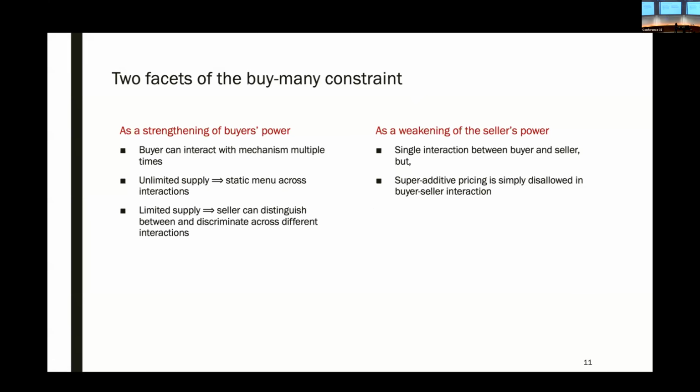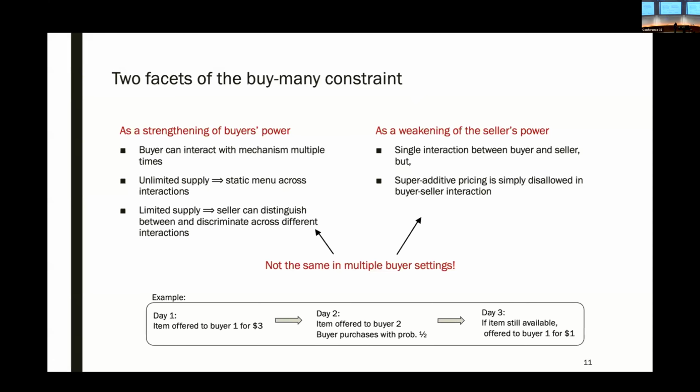But in the case of limited supply, which is the kind of setting we encounter when we're talking about multiple buyers, buyers are imposing externality on each other precisely because supply is limited and we can't allocate the same item to multiple buyers. And in this case, it turns out that these two approaches are different because, in particular, the seller can now change the menu it offers to a buyer between different interactions as the supply changes.